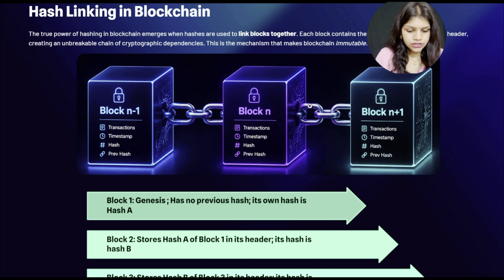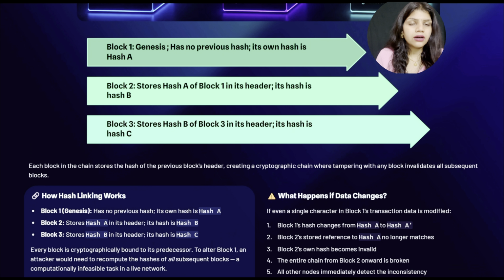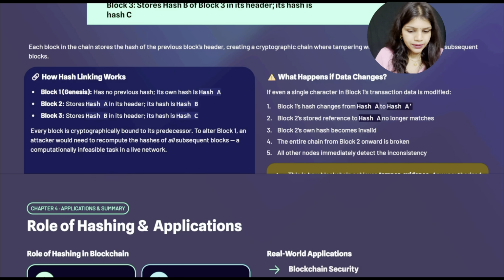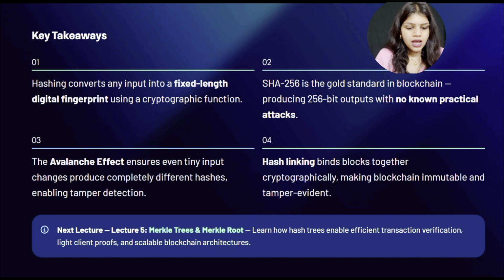So this is how hash linking happens. You can see block 1 has no previous hash, and block 2 stores in its previous hash the value of block 1. So these are the rules of hashing and its applications. In the next video we'll see what a Merkle tree and Merkle root are. So, thank you.